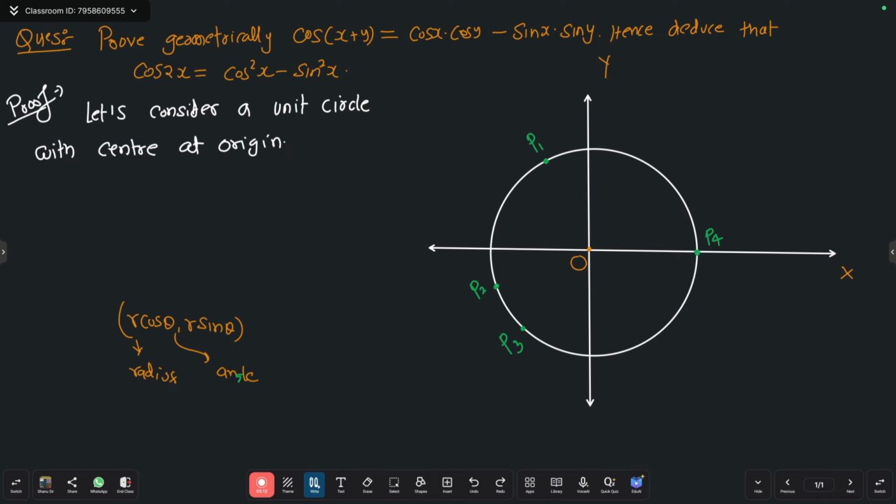Because our circle is a unit circle, the radius is 1, so r is 1. Whatever points on this circle I assume, the coordinates will look like cos theta comma sin theta, because r is 1. Don't write anything, first you only listen. Cos theta comma sin theta. Then what I did, consider 4 points on the circle, as shown.